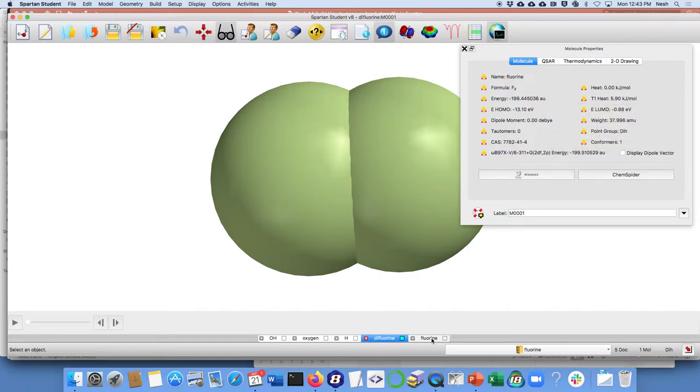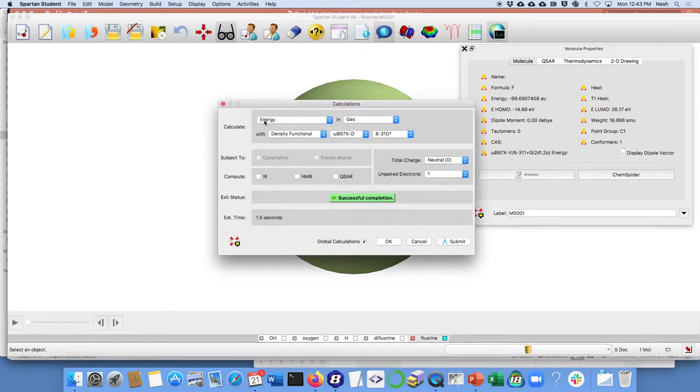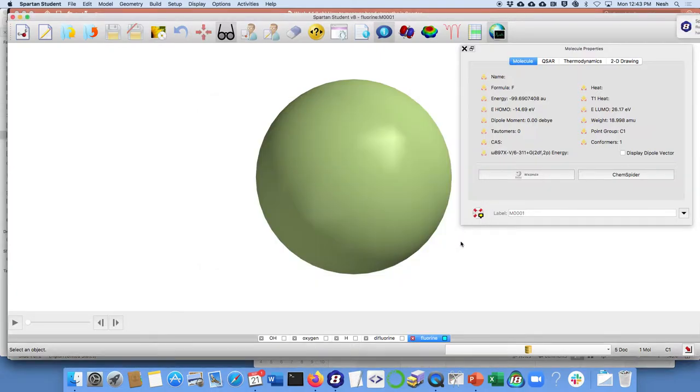And then we're going to do the same thing for fluorine. Now, the only slight difference is, to save yourself some time, you wouldn't do the equilibrium geometry for an atom. You just do the energy. Also, we have to make sure that we say that fluorine has one unpaired electron. It has to, because it has an odd number of electrons. Then you would submit that. And now there's the energy. Once again, I've gone up here, and I get that.